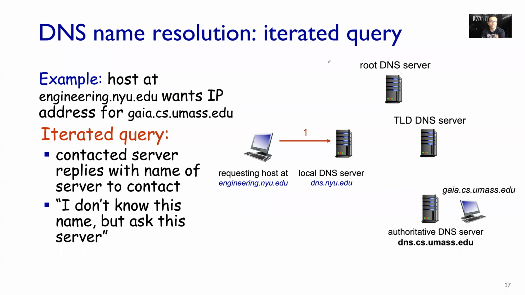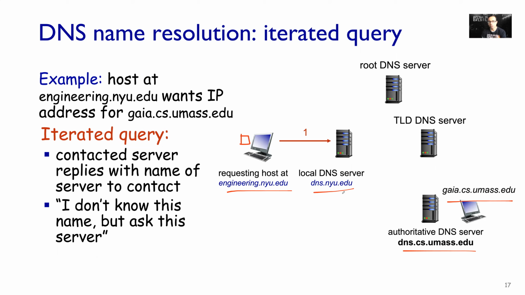Now let me walk you through that process again. Let's say the requesting host in this example is at engineering.nyu.edu, and we are trying to resolve this particular address, gaia.cs. That's the host name, and we are trying to get a mapping for that particular host name. Let's say it's hosting some web content, right? And I'm trying to access that here on this machine, and I'm located here. So my browser would initiate a local gethostbyname call that would result in a query getting sent out to my local DNS server, which is that.